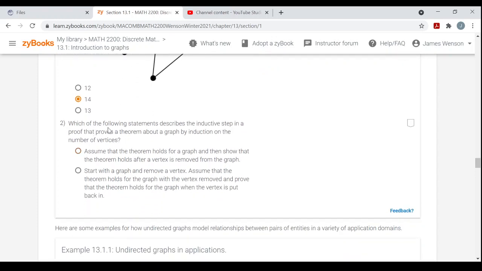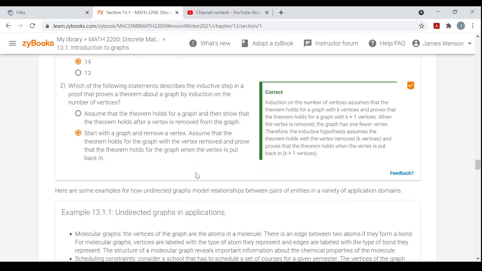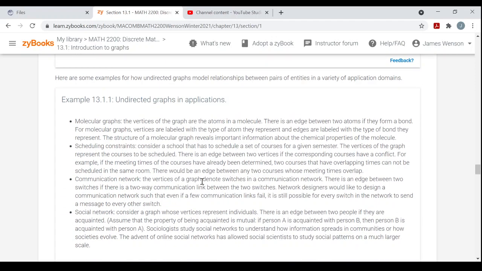All right, and then which of the following statements describes the inductive step? Well, they describe that up there. If you do induction on the number of vertices, you start with a graph and remove a vertex. Assume the theorem holds for the graph with the vertex removed, and then prove the theorem holds when you put it back, when you have one more. And then there are some applications of graphs, uses of graphs in certain fields. I'll let you read those.